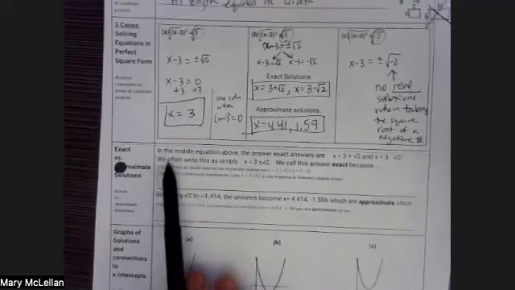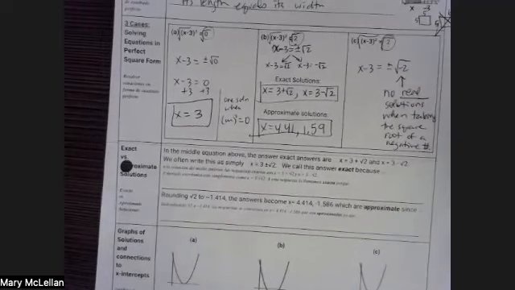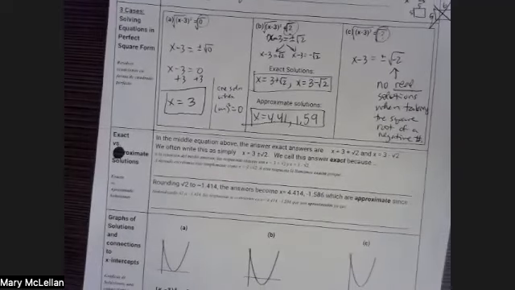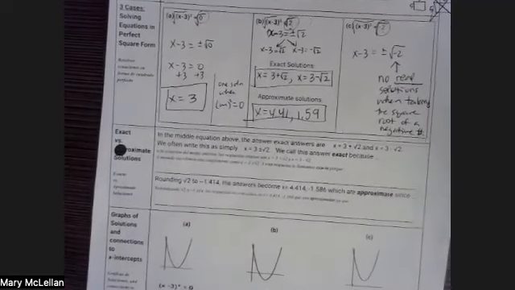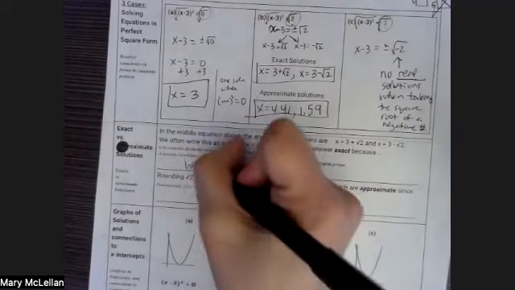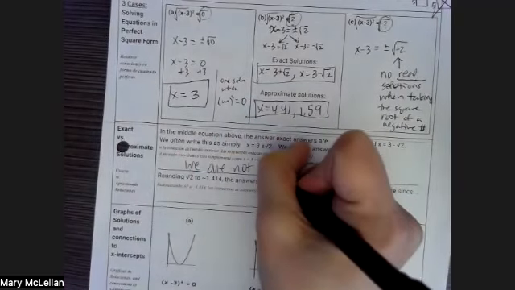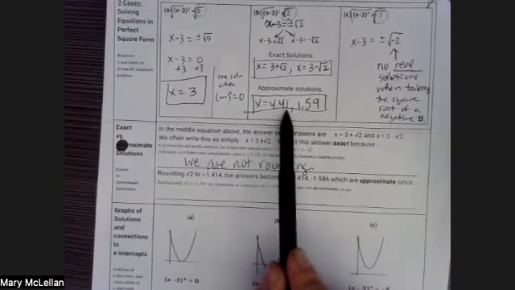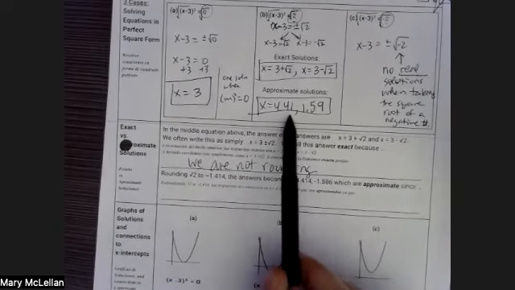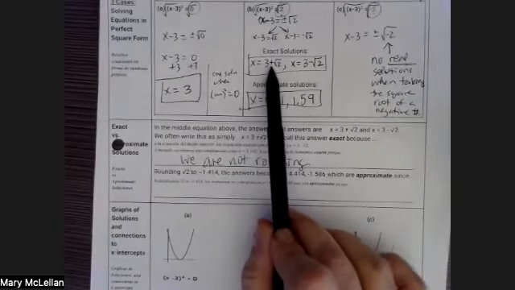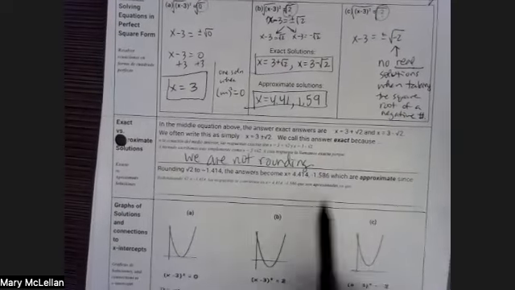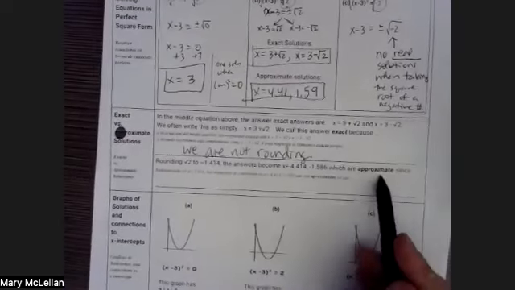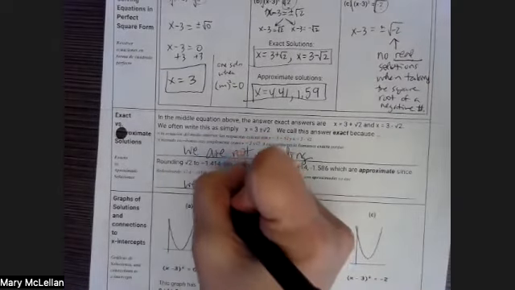Exact versus approximate solutions. In the middle equation above, the answers are x is 3 plus root 2 and 3 minus root 2. We often say this as 3 plus or minus root 2, and we call this exact because we are not rounding. All information is here. You lose information when you round, although you gain some clarity because we know where 4.41 belongs in our number line, and we might not know where 3 plus root 2 belongs. Rounding creates an approximate solution because we round.